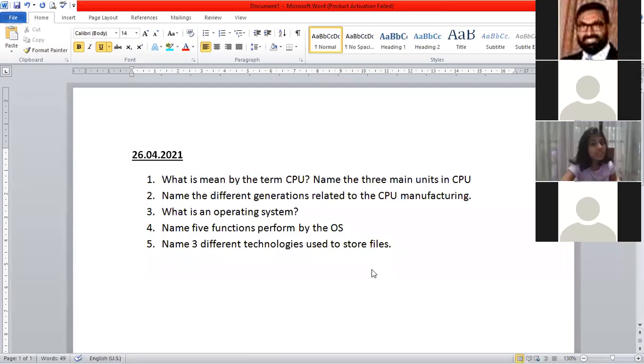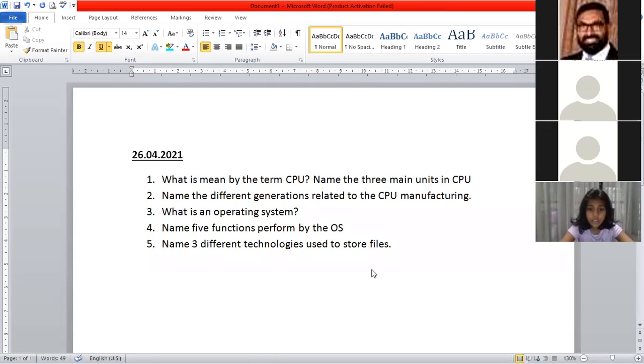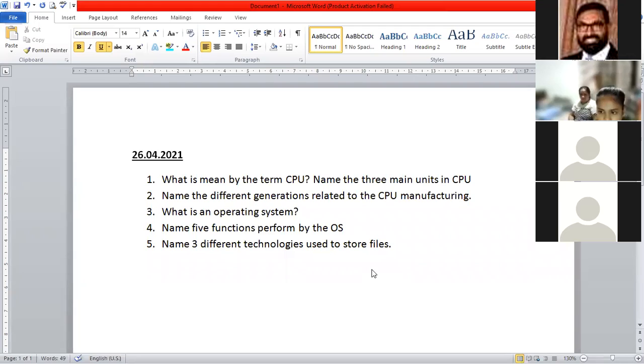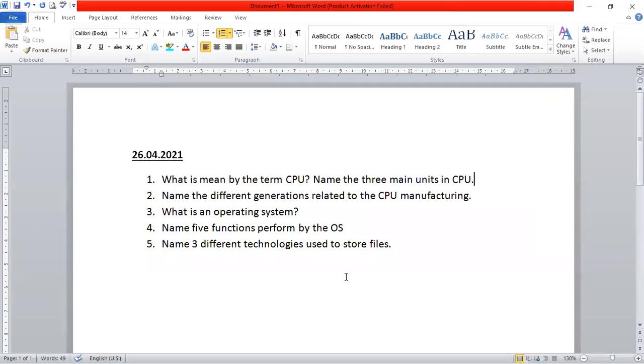Very simple questions. Can you all see these questions? Yes, sir. It's really simple, right? I have asked what is meant by the CPU. Name the three main units in the CPU. Then name the different generations related to CPU manufacturing. Then what is an operating system? Name five functions performed by the OS, operating system.